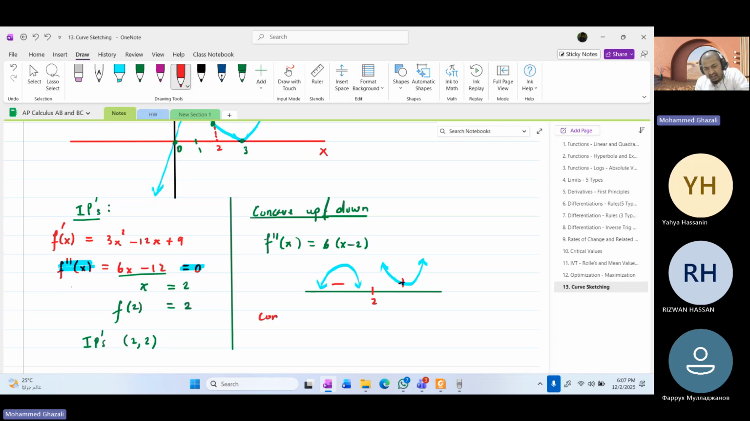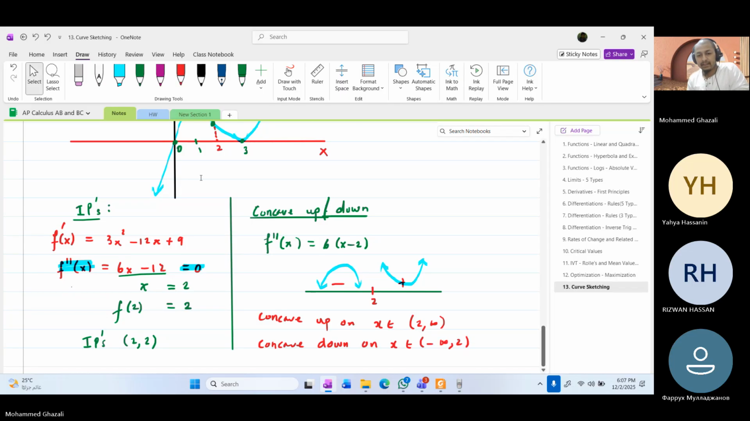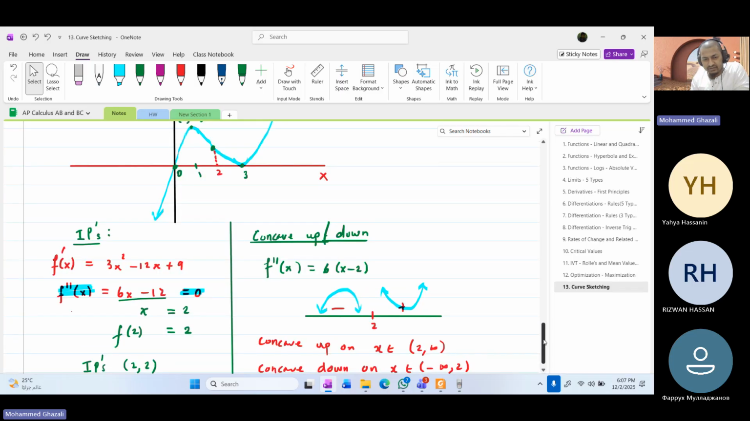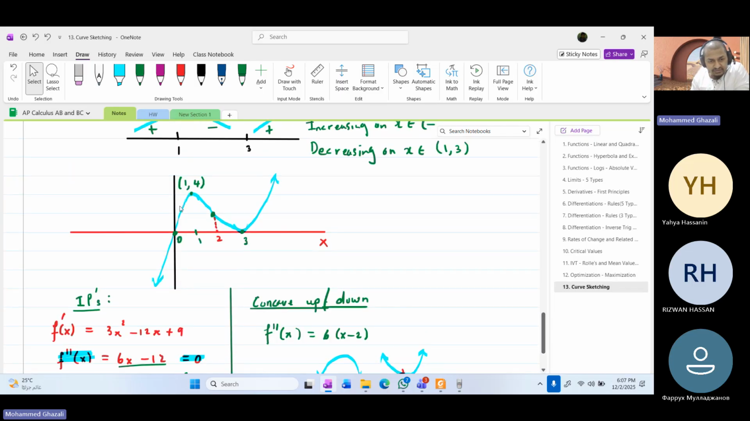So you can write concave up on x is an element of. When is it concave up? From 2 to infinity. And when is it concave down? From negative infinity to 2. Good. Right, guys, hope this is making sense. Now look at the graph. When is it concave down? From negative infinity to 2, and when it is concave up from 2 to infinity, right?